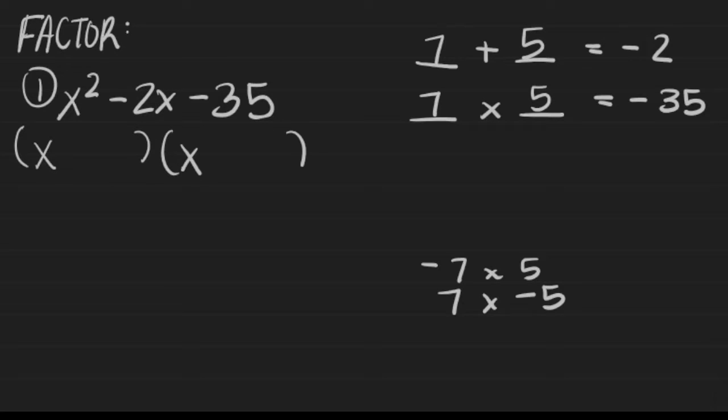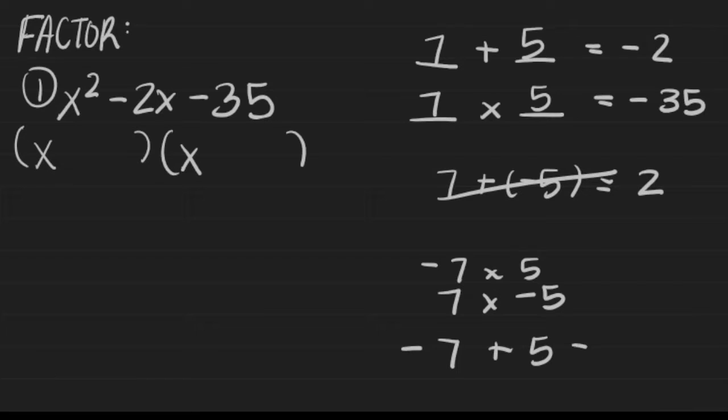Now, to know which term will be negative, we're going to look at our addition sentence. If you do 7 plus negative 5, we get the answer 2. And if we try negative 7 plus 5, we do get negative 2. So in that case, we know that the 7 should be negative. Then we can write down our next two terms since we have our answer: negative 7 and plus 5. And there you go. That's how you factor simple trinomials.